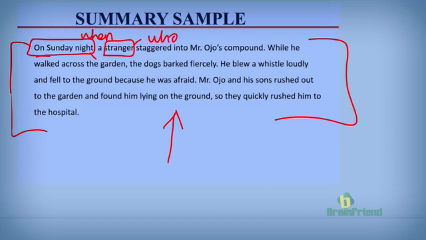Now, what was his action? What did he do? He staggered into Mr. Ojo's compound. So staggered is what? That was what he did. Now, where was he, or where did the action take place? It took place in Mr. Ojo's compound. So Mr. Ojo's compound is where?